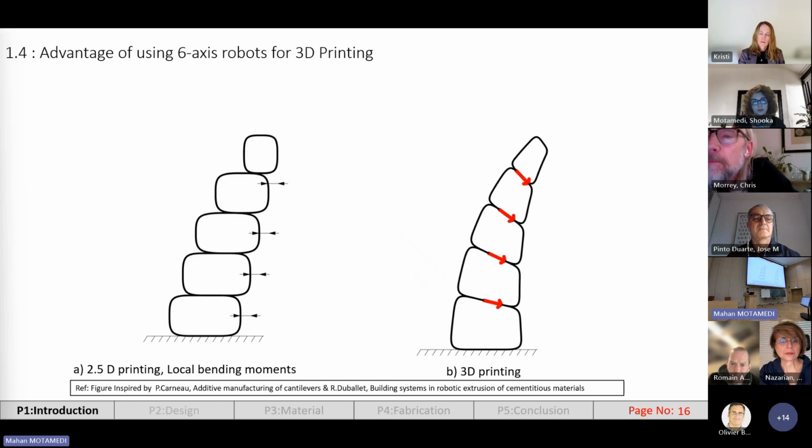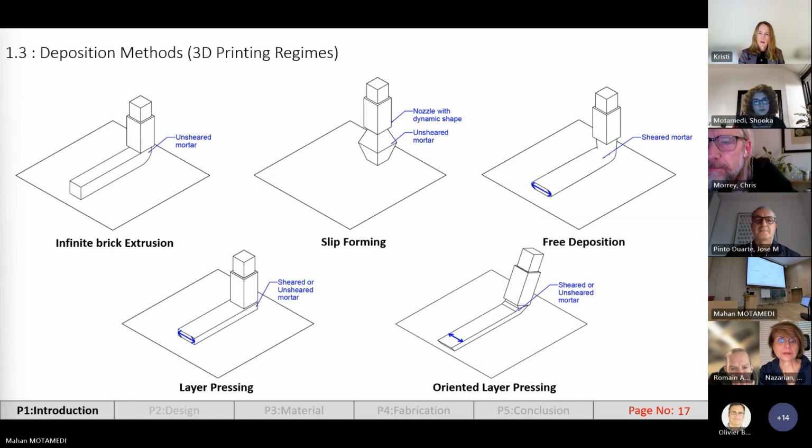Here in the section, as you can see, the image on the left shows the normal conventional printing, which is based on XYZ movement. And as you can see, there are local cantilevers in between the layers. However, using 6-axis robots, we can have the printing, as you can see on the right, in which the layers are projected together in a completely perpendicular way, eliminating the occurrence of local bending moments.